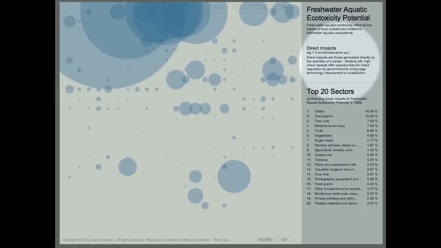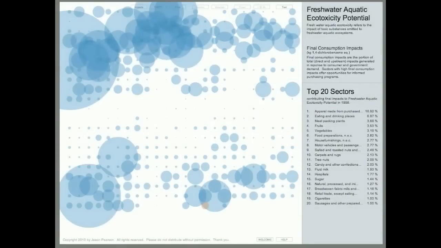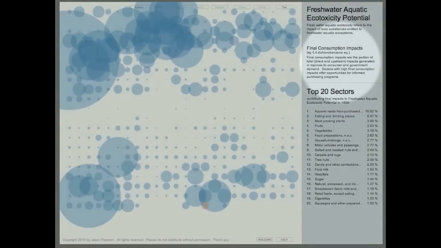But Economy Map can also display information from other perspectives. For example, I can use Economy Map to see which sectors cause significant upstream environmental impacts. Staying with freshwater ecotoxicity, from the final consumption perspective, we can see that consumer demand for apparel is responsible for almost 17% of all the freshwater ecotoxicity impacts in the U.S. economy. And consumer demand for eating and drinking places, in other words for restaurants, is responsible for almost 7%. This perspective, the final consumption perspective, is particularly useful in targeting sectors for sustainable consumption strategies, because these are the sectors that are creating the economic demand that, upstream, creates the most significant environmental impacts.